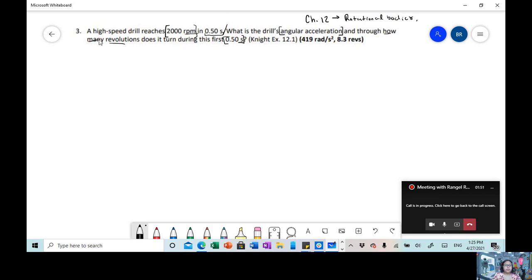So for example, for a linear translation, it would be a car that reaches 20 meters per second in 0.5 seconds. And it could ask us, what is the speed? What is the distance? What is the acceleration? That would be analogous.